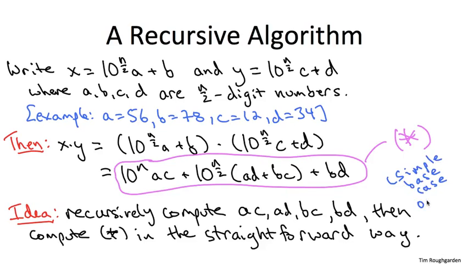So for integer multiplication, what's the base case? Well, if you're given 2 numbers that have just 1 digit each, then you just multiply them in one basic operation and return the result.